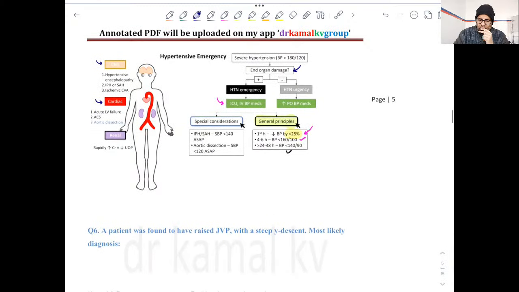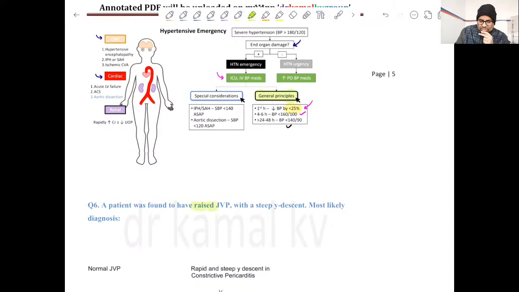Then moving forward, this is one of the questions which has been repeated many times over the years, right? Here a patient has raised jugular venous pulse with a steep Y descent. The moment you have this word, steep Y descent, I think there should be no confusion whatsoever, and the answer has to be straightforward, constrictive pericarditis. Clear? So the moment you find this word, steep Y descent, don't look at any other thing in the MCQ statement. Straight away, search for constrictive pericarditis, mark it and go ahead, right?